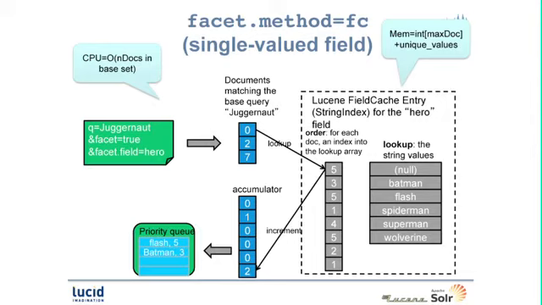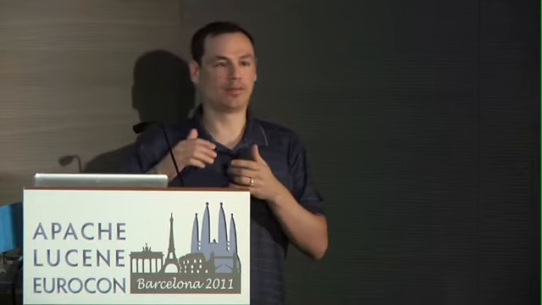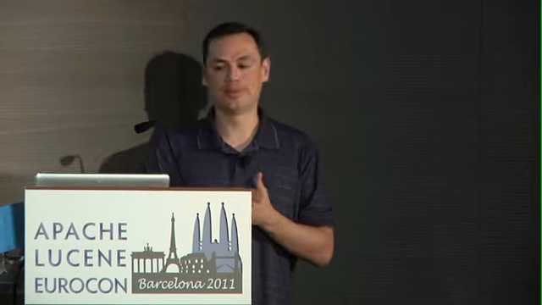So facet.method equals FC, stands for field cache, on a single valued field, uses a Lucene field cache entry at the top level of the index. And so as far as memory, there's an int array of size maxdoc that holds the ords, and then you have to have room for all the unique terms too. And so that's about how much memory it takes up.